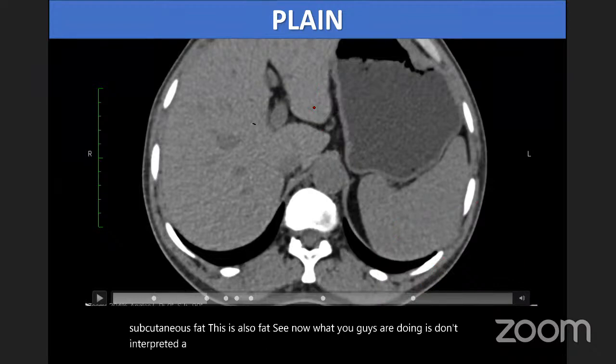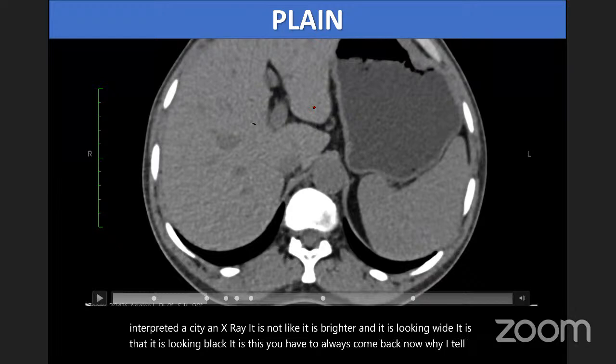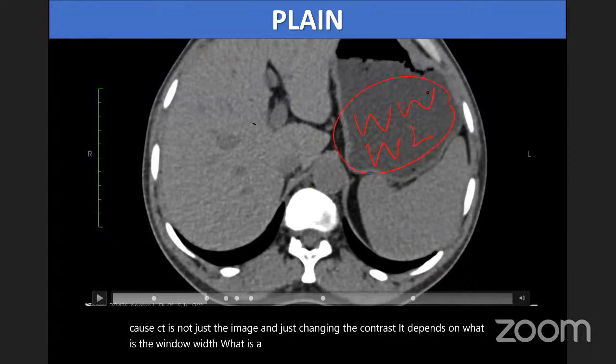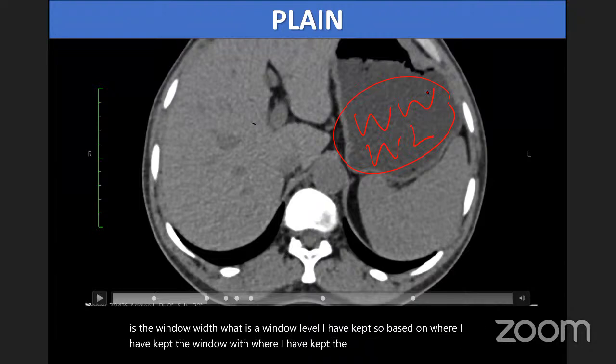It is not like it is brighter and it is looking white. It is that it is looking black. You have to always compare. Now, why do I tell this? Because CT is not just an image and just changing the contrast. It depends on what window width and what window level I have kept.